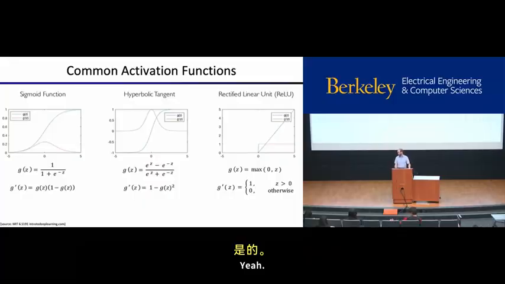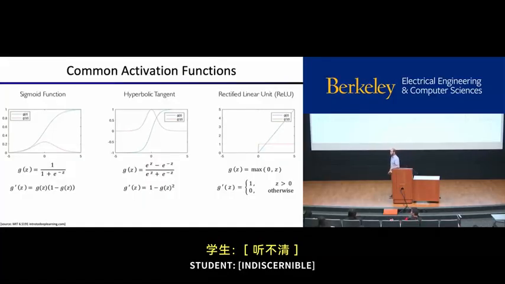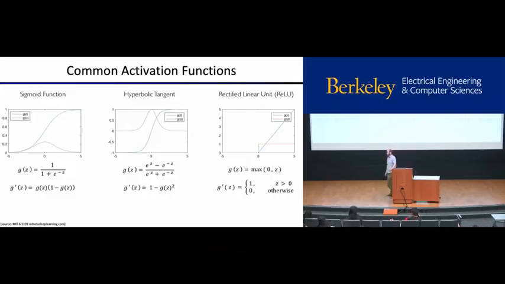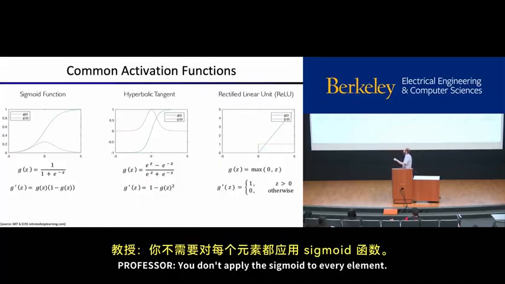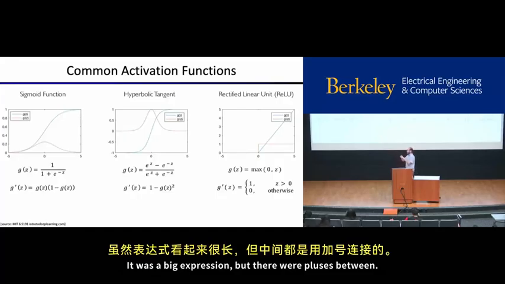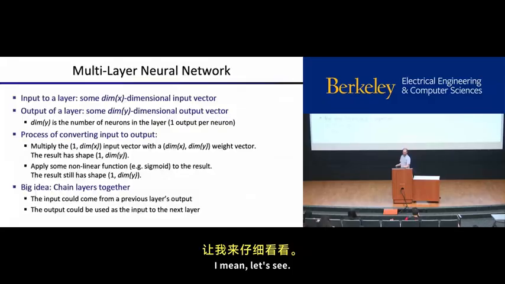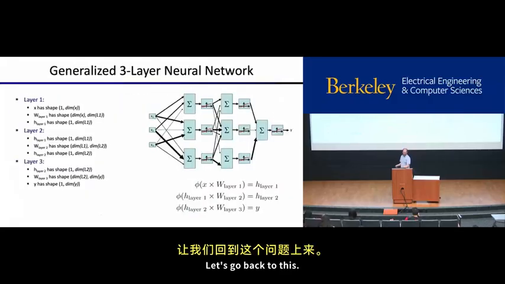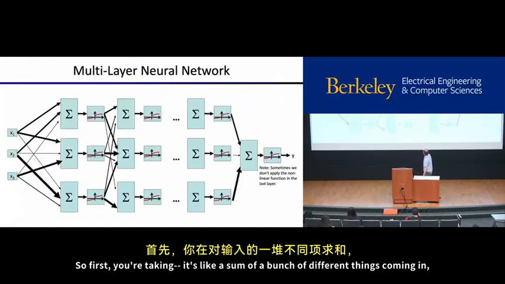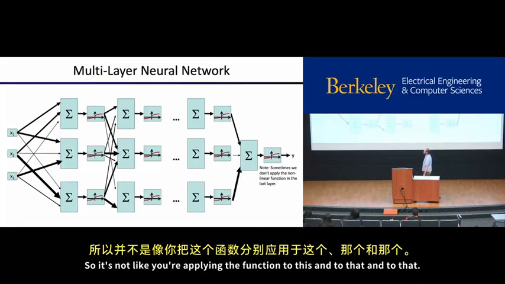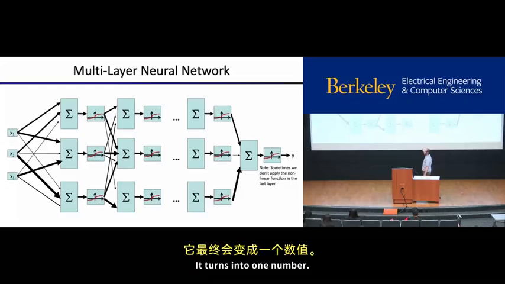Okay, yeah. No, it's fine. You don't apply the sigmoid to every element. It was a big expression, but there were pluses between. So you're taking the dot product. Let's go back to this. So first you're taking a sum of a bunch of different things coming in, and then you pass it to that function. So it's not like you're applying the function to this and to that and to that. You do this, it turns into one number, you pass that one number through this function.